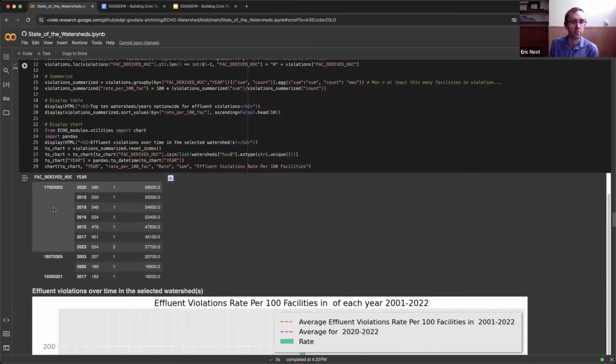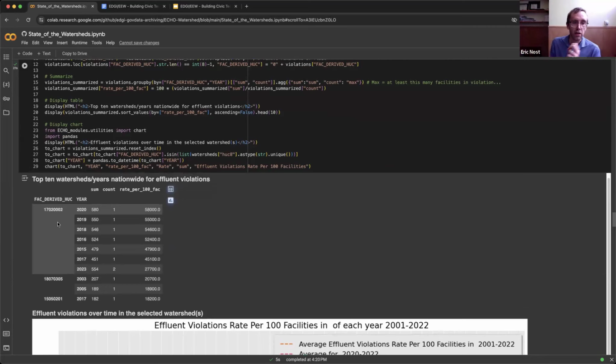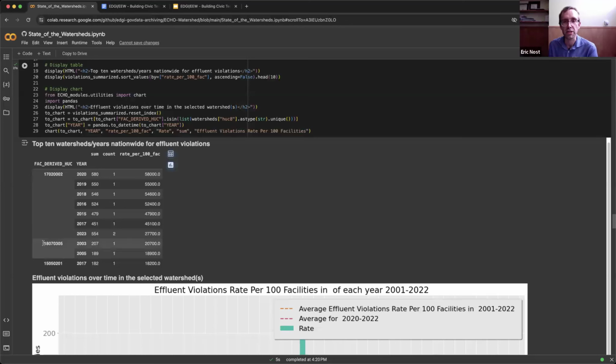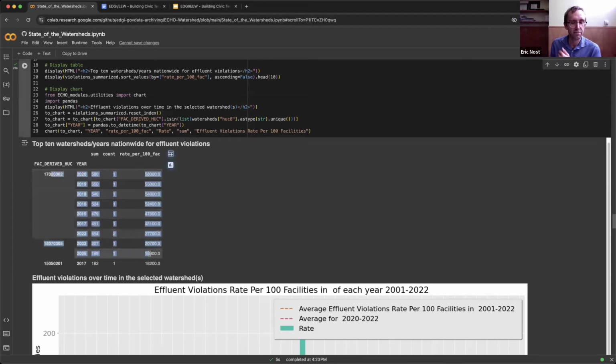So here we look, across the country, what are those effluent violations looking like? And the way we measure that, I can get into this in more detail later, but the way we look at this is as a frequency or a rate. So we've looked at the top 10 watersheds in years here, where in 2020, in this watershed, there was one facility that accumulated 580 violations somehow, which means you have a pretty high violation rate.